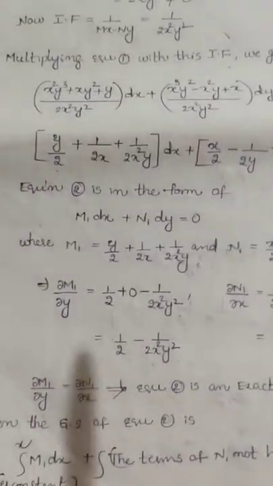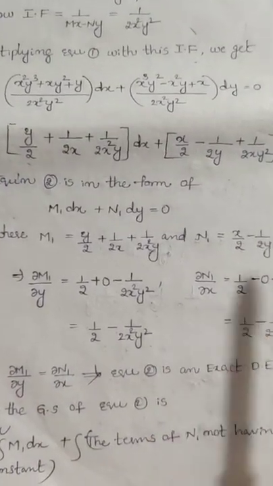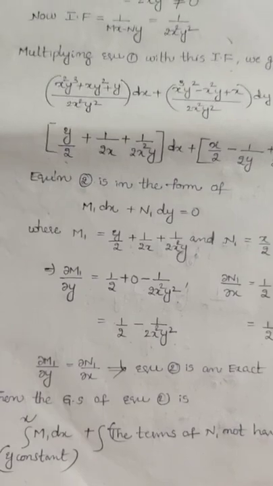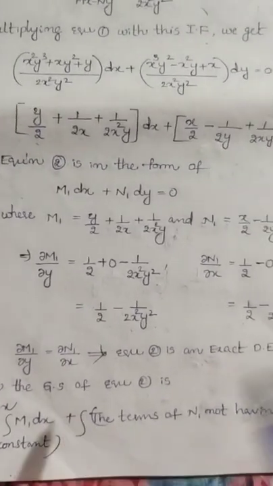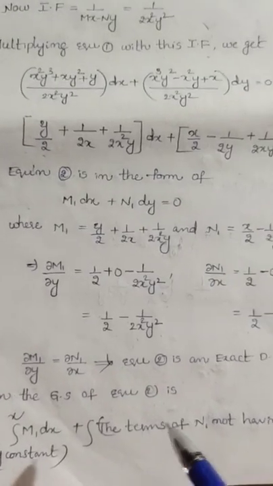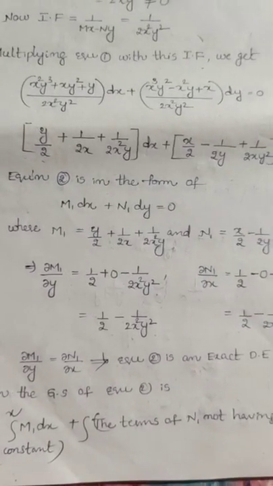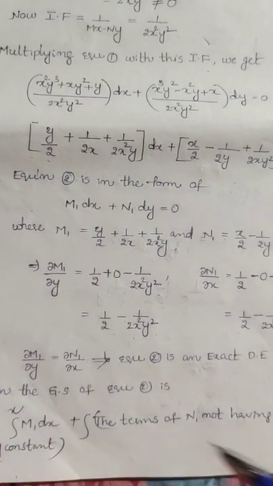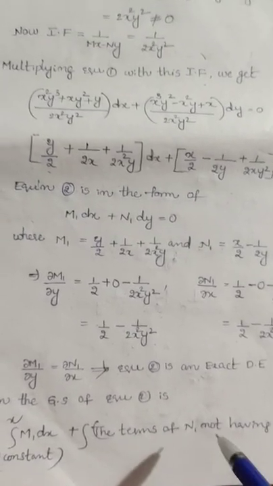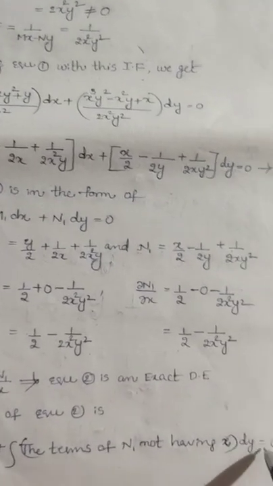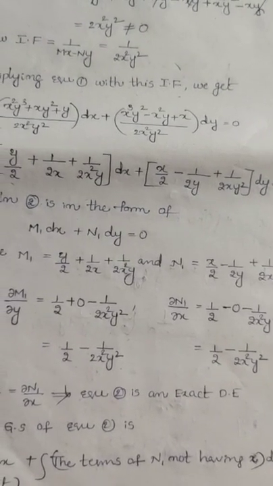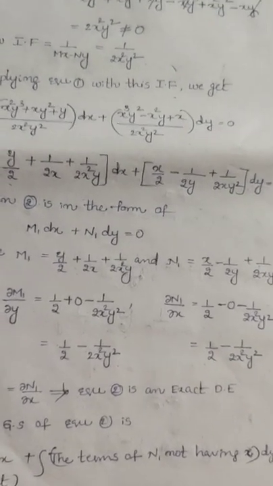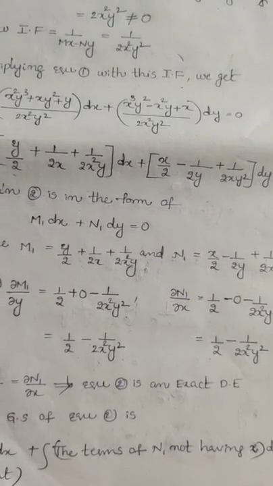Now we have to find the general solution for this equation 2. The formula for the general solution is the integral of M1 dx, where y is constant and we are integrating with respect to x, plus the integral of the terms of N1 not having x, into dy, equal to c. So this is the general solution of the differential equation.